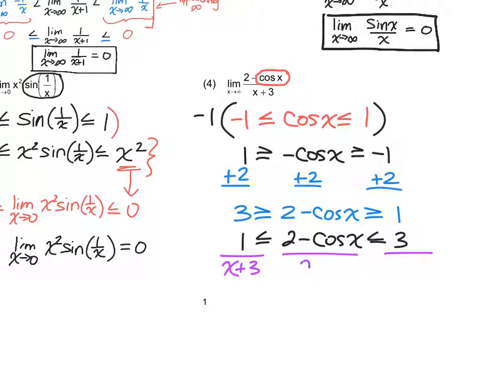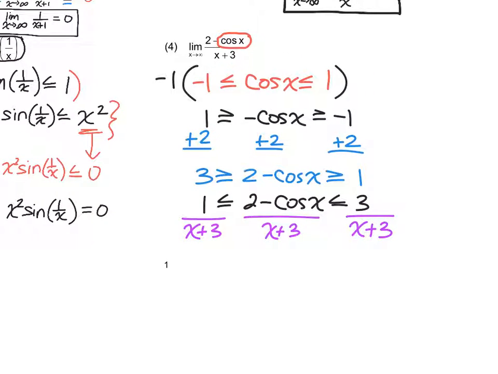So I'm going to divide everything by x plus 3. And then I could apply my limit. And again, the legal shorthand notation is to just find the limit as x approaches infinity. All right? So I need to find the limit as x approaches infinity of each one of these.